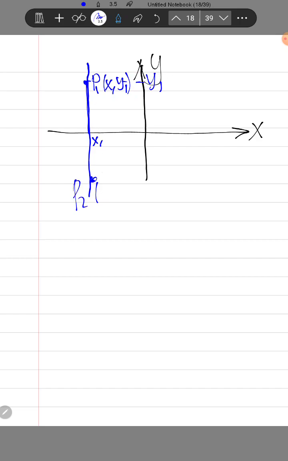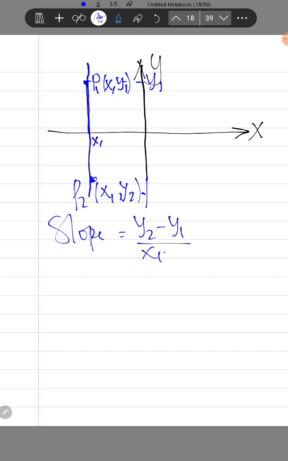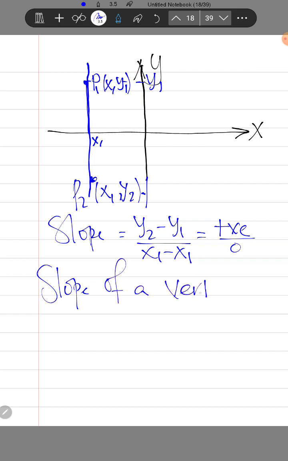On a vertical line, we have only one x value, x1, but the y2 is different here. Slope is y2 minus y1 divided by x1 minus x1, which is positive divided by 0. So a number divided by 0 is undefined. So the slope of a vertical line is undefined.